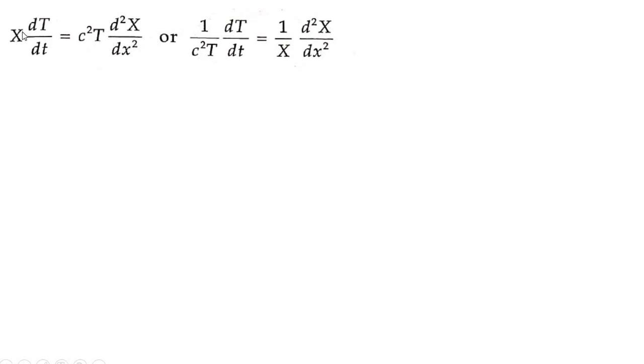When you divide this by c square into T, X and X will get cancelled. You get 1 by c square into T dT by dt is equal to, here also when you divide this by 1 by c square T into X, you get 1 by X into d square X by dx square. Alright. So now you have to equate each term to a constant k. LHS also you have to equate to a constant k. Similarly, you have to equate even RHS also to constant k.